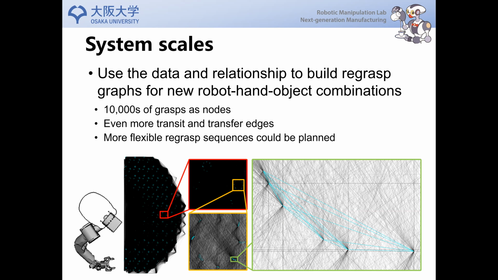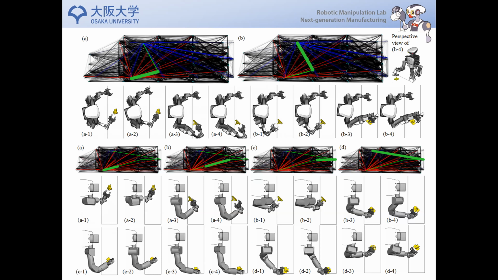And this page shows the scale of our system. We saved 10,000 graphs and we load them to build a graph like this. If we enlarge the graph, we can see each node over there. And also for different objects, we can load the data and combine them and build different graphs. Robots can search the graph to finish familiar tasks like flipping or reorienting this object.